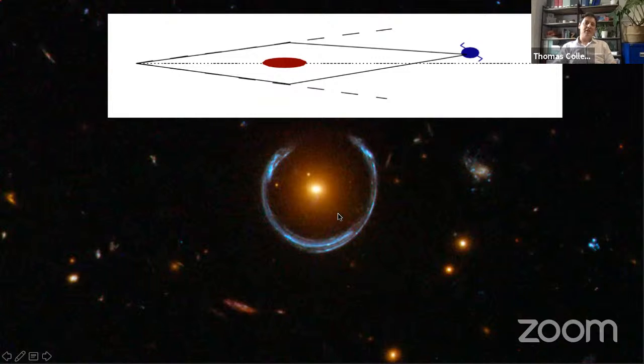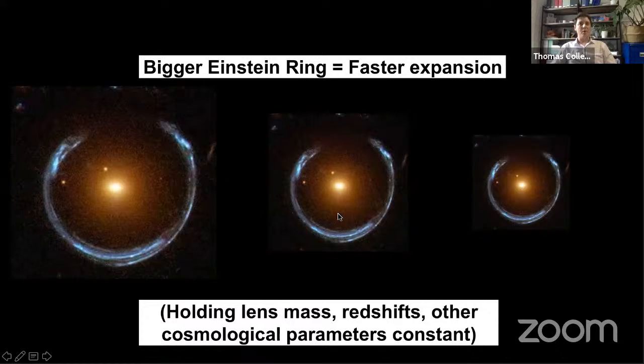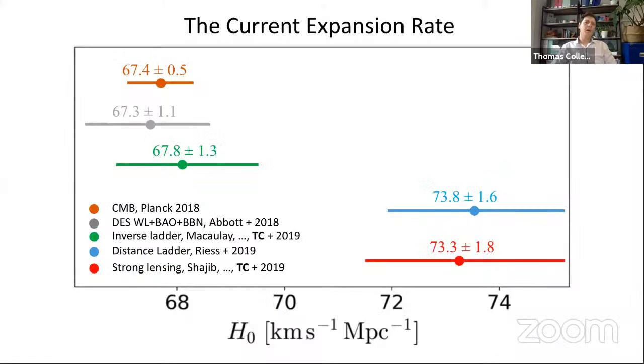Now, these Einstein rings are interesting from a cosmological standpoint because, holding everything else equal, a bigger Einstein ring means a faster expansion rate of the universe. That means the Hubble constant is greater. Now, the Hubble constant is currently a key source of tension in cosmology. Measurements from the cosmic microwave background give a value of about 67.4 plus or minus half a kilometer per second per megaparsec.